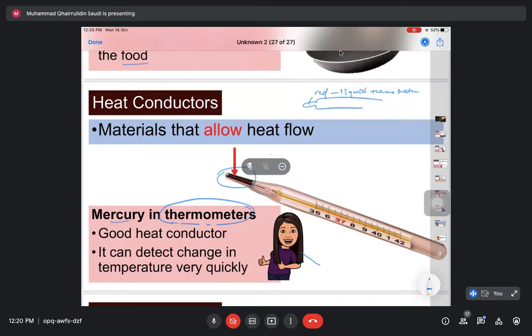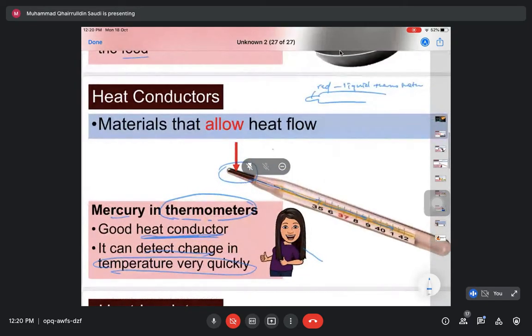Mercury is also a good heat conductor. So, bila dia detect heat, dia akan expand. Bila expand, dia akan naik ke satu tahap mengikut skala ini. So, that is how we can measure temperature. Sebab mercury can expand, and mercury is also a good heat conductor. They allow heat to flow through the material, so they can detect change in temperature very quickly. Okay, up till there, do you have any questions?